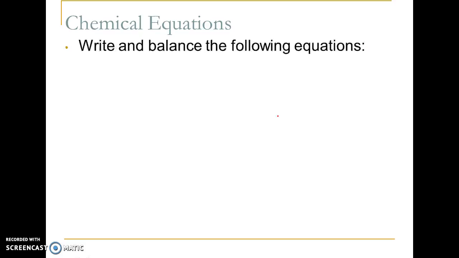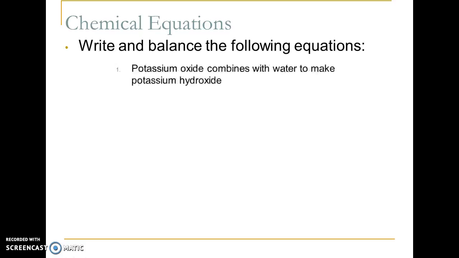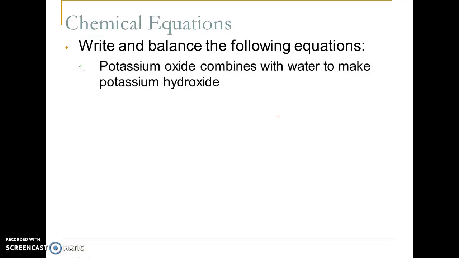So let's practice a couple of these. We are going to write and balance the following equations. We're going to start off easy. Okay, so here's number 1. We have potassium oxide combines with water to make potassium hydroxide. The easiest thing to do is to decide whether you have ionic or covalent first. I have potassium oxide. Potassium is a metal and oxygen is a non-metal, therefore we have an ionic compound.